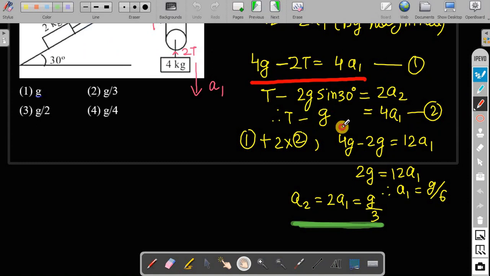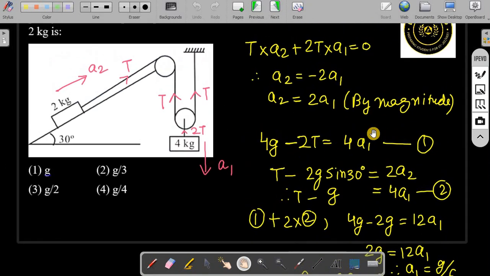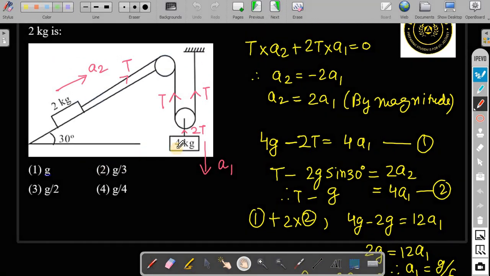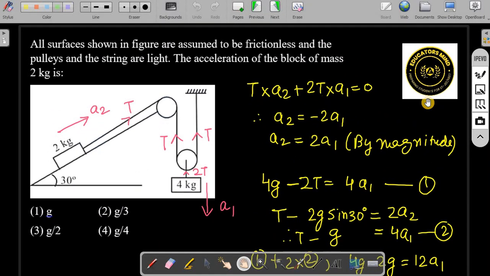So these two equations which you got, you just multiply the second so that you cancel tension, right? So 2 times you multiply and then add, you will get acceleration A1 as g by 6. A2 they are asking, which is 2 times A1, that will come g by 3. Okay. So in this way you can solve this. The correct answer will be g by 3, second option. Okay. Then let's go to the next question.